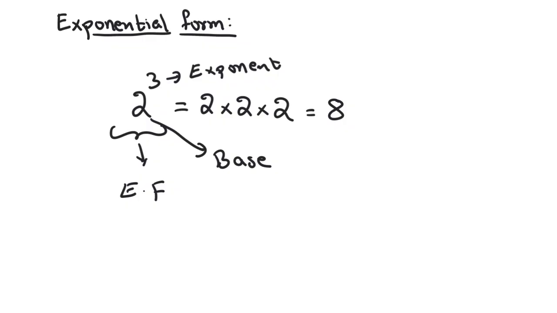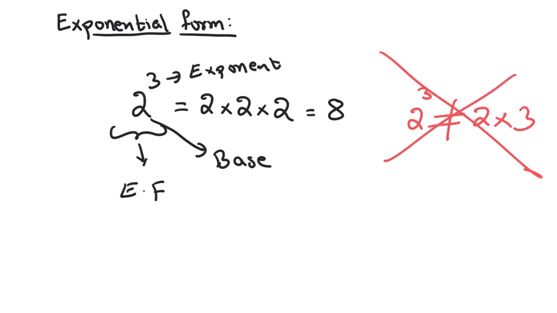Do not get confused. 2 to the power 3 is not 2 times 3. This is wrong. It is 2 multiplied by itself 3 times. So you get now what we mean by exponential form, what is called the base and what is called the exponent. Now, let us understand what the laws of exponents are.